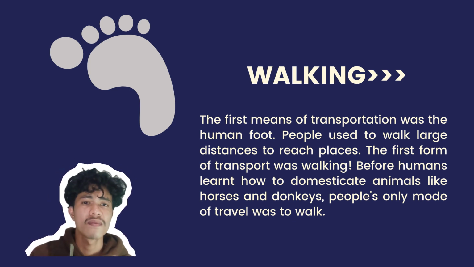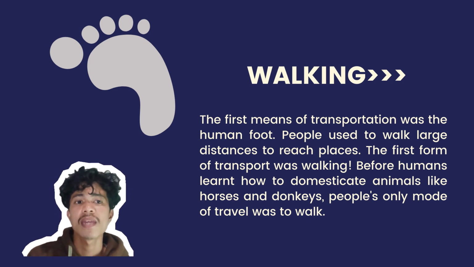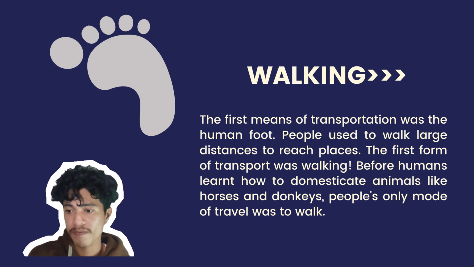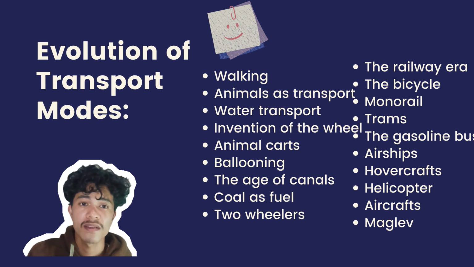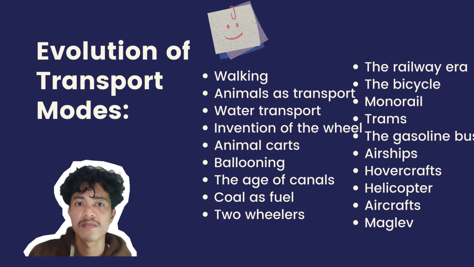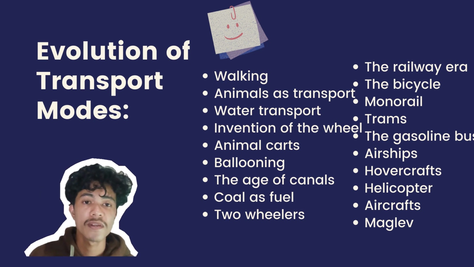So, from walking barefoot to domesticating animals, the first wheel was then invented. And after that invention, came the different transport modes that we now have today. So, this is the list that shows the evolution of different transport means. So those are the different transport modes.